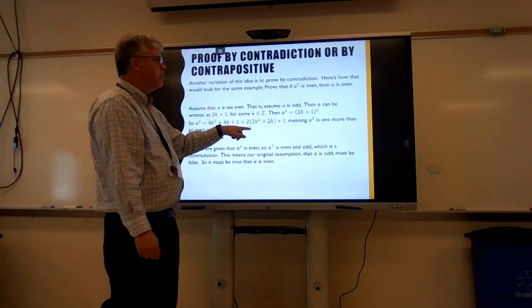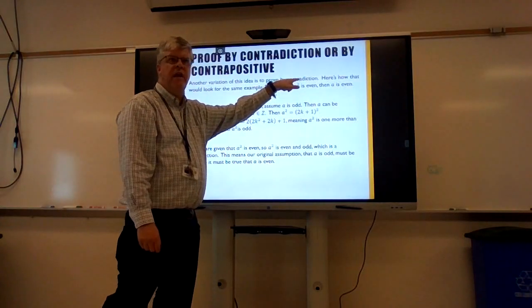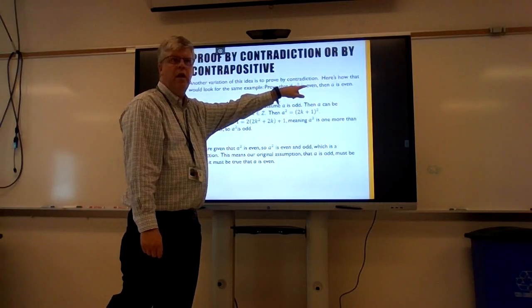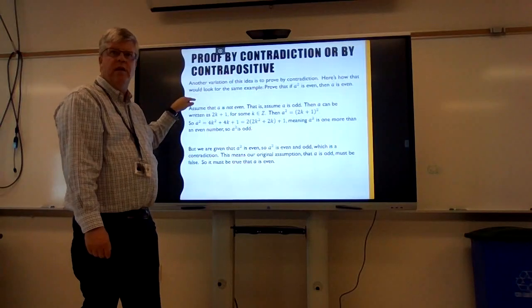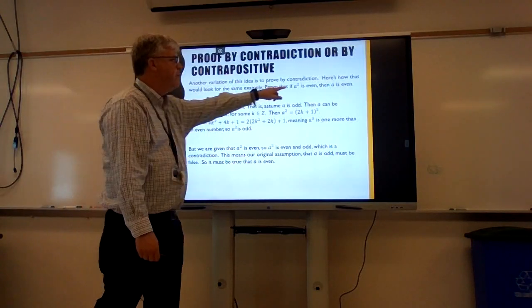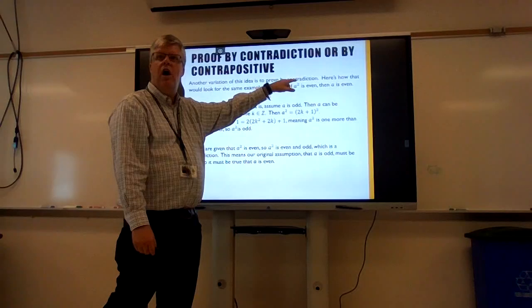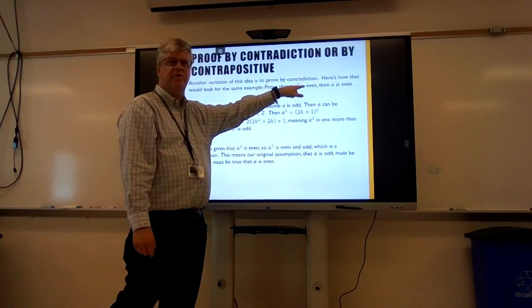Because in the proof by contradiction, you're not changing anything about the if part. That stuff is given. So you were given that a squared is even. In a direct proof, that would have been the first thing you wrote, right? In an indirect proof, you don't start with that. You start with this assumption, but you still have this available to you. You know at any time that you can use the fact that a squared is even.